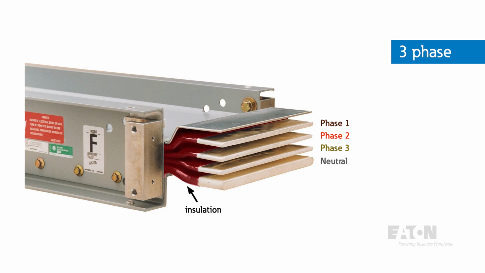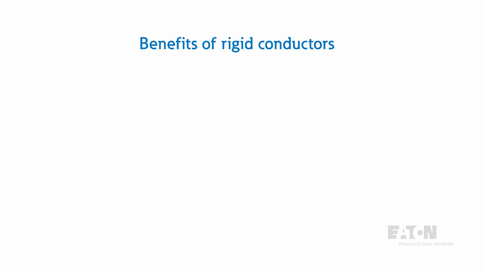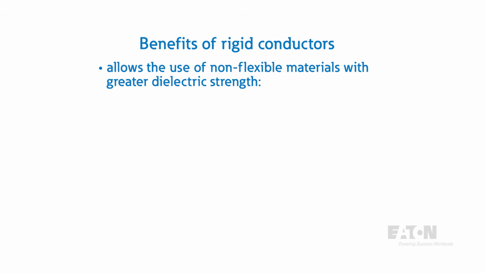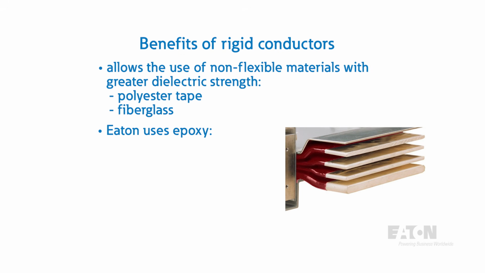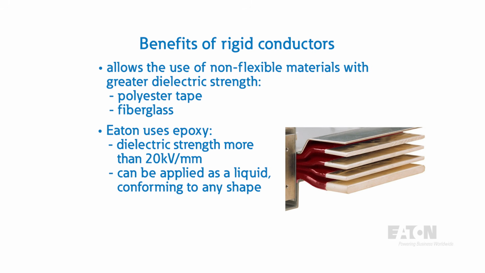Each of these will be insulated so that they can be brought closely together. One particular advantage of having a rigid conductor is that the insulation isn't required to be flexible. This enables the use of stronger dielectrics such as polyester tape or fiberglass that wouldn't be suitable for wiring. At Eaton, our Busway uses an epoxy that has a strength of over 20 kV per millimeter, which is significantly stronger than any cable insulation for a given thickness. Additionally, epoxy can be applied as a liquid, making it form-fitting for any shape.